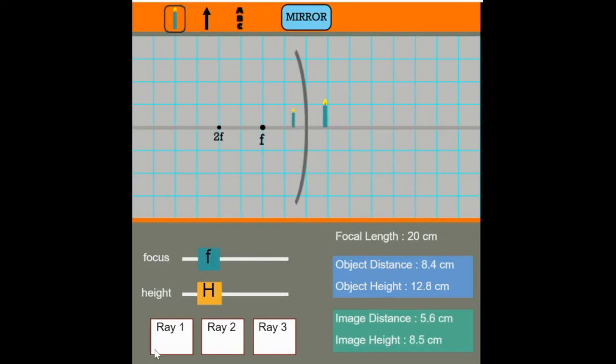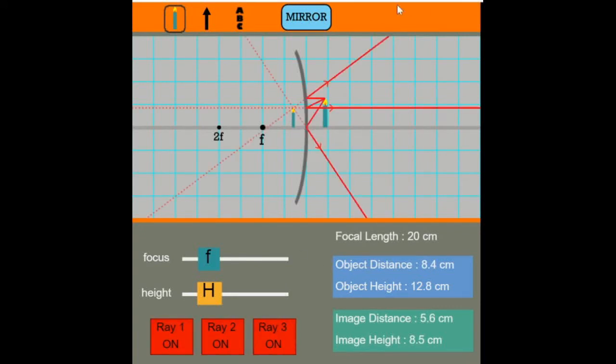Clear everyone? Can you see a difference? These are the rays. Here also the image is diminished, erect and virtual. So in all these cases you have seen that the image is formed between F and P only. It changes places, but it is formed between F and P only, and always the size of the image is diminished and it always forms an erect image in convex mirrors. And that's why convex mirrors are called diverging mirrors.